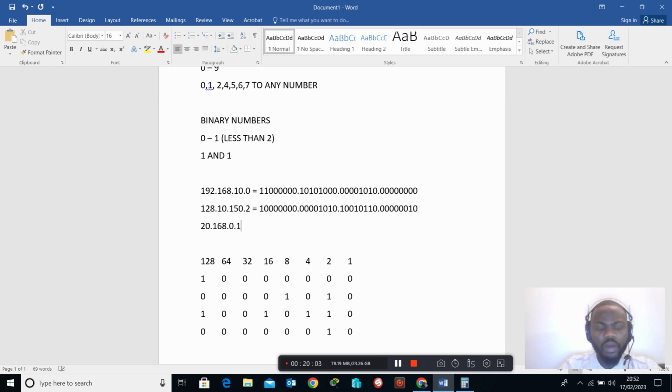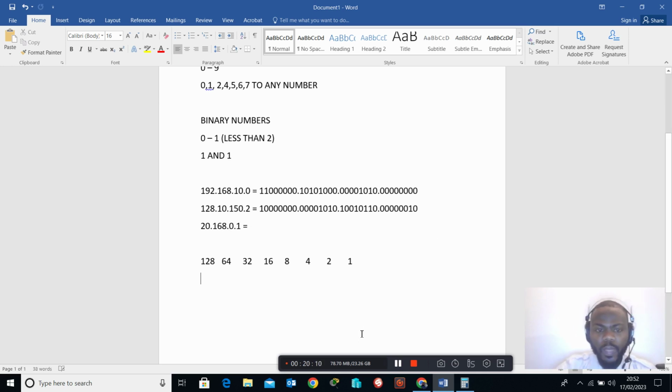Dot 1. What is the binary conversion for this? So we are going to take this off again, and we are going to say 20. Remember, 128 is bigger than 20, so we can't do anything, that's off. 64 is bigger than 20, we can't do anything, that's off. 32 is bigger than 20, we can't do anything, that's off. 16 is not bigger than 20, 20 is bigger than 16, and if we take 16 out of 20, we are going to be left with 4, so this is going to be on.